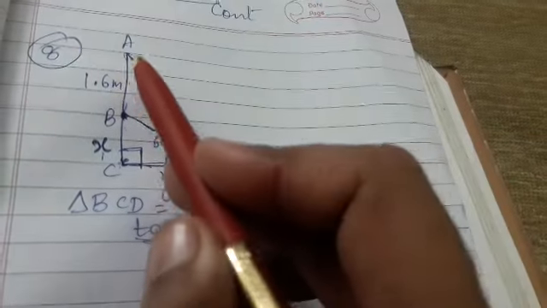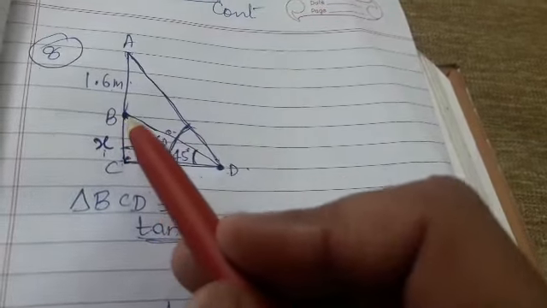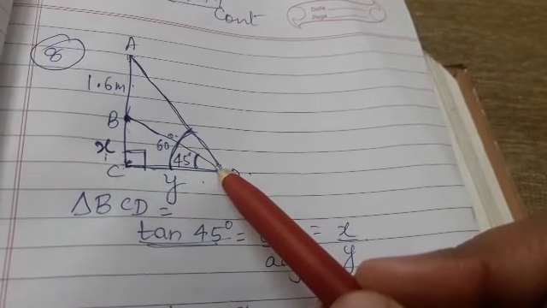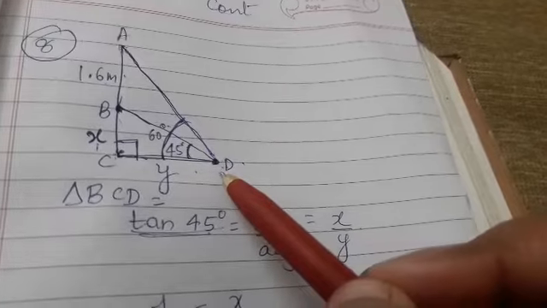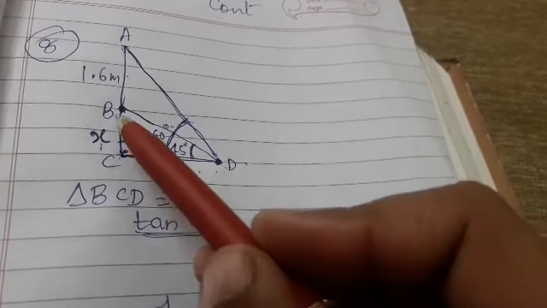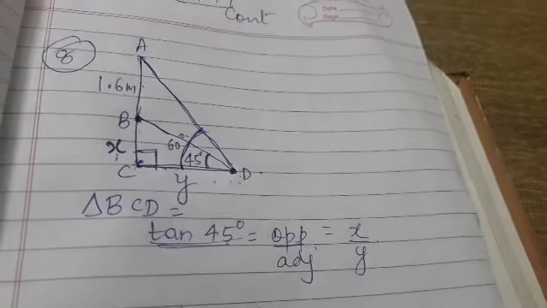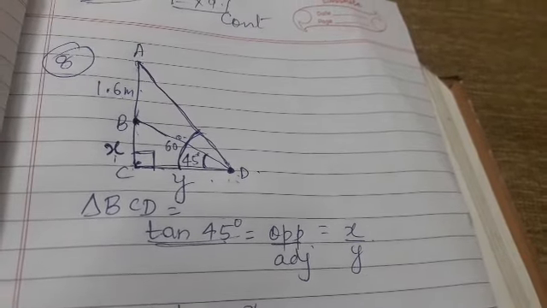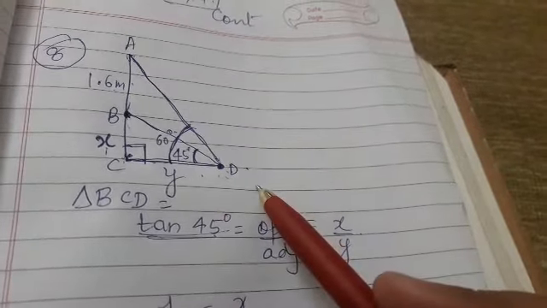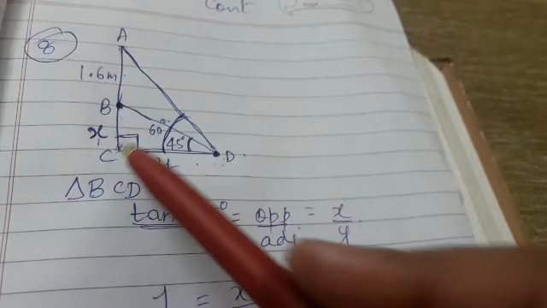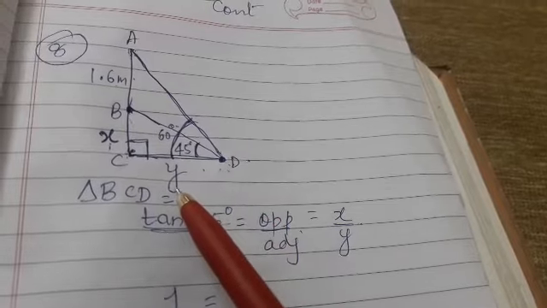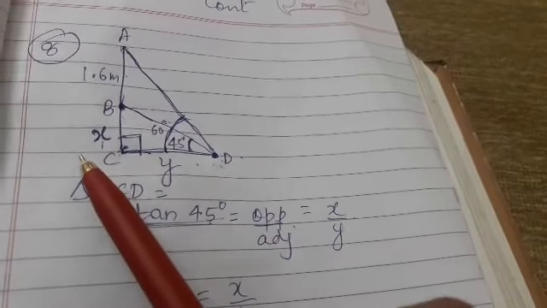Now both these points A and B are making angles 60 degree and 45 degree respectively with a point on the ground. First we'll take up triangle BCD. We get the relation between x and y. Then we take the triangle ACD. We get the relation between the opposite side and the adjacent side, and then we get the answer for x.